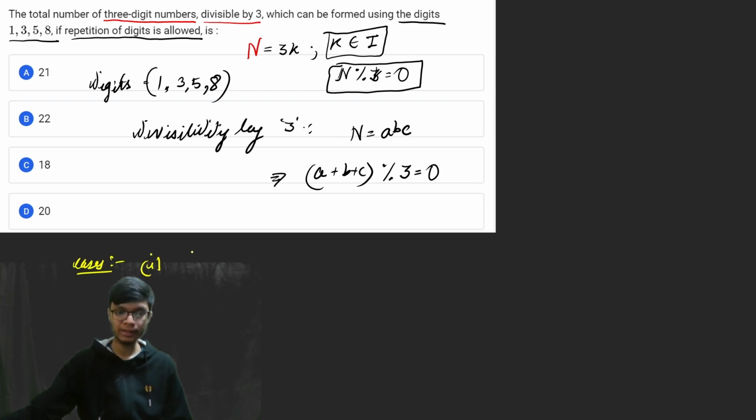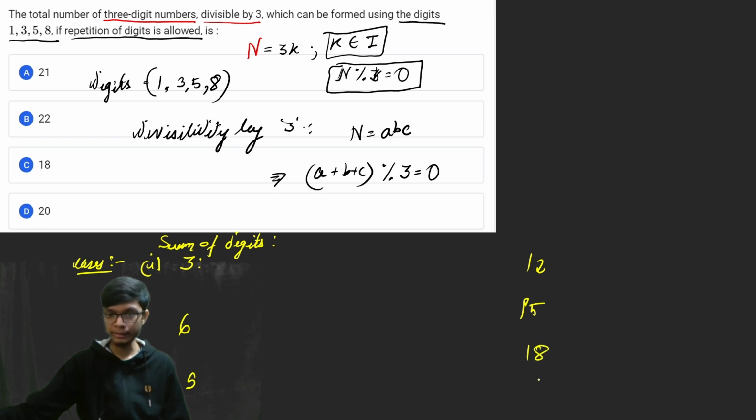The very first case is that the sum of the digits is equal to 3. What do I mean by cases? The sum of the digits gives different cases. The sum of the digits can be 3, 6, 9, and similarly 12, 15, 18. And what is the maximum sum that can be obtained? If you add 8 three times, that is 24. So the maximum you can go up to is 24.